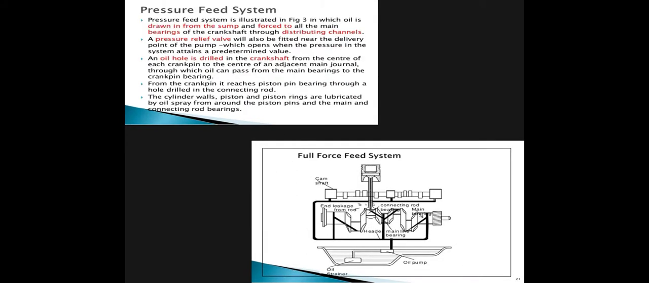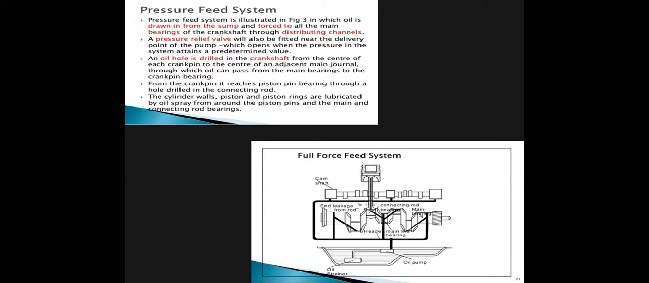The pressure feed system. The pressure feed system is illustrated below in the diagram, in which oil is drawn in from the sump and forced to all main bearings of the crankshaft through the distribution channels. A pressure relief valve is also fitted near the delivery point of the pump, which opens when the pressure in the system attains a predetermined value.